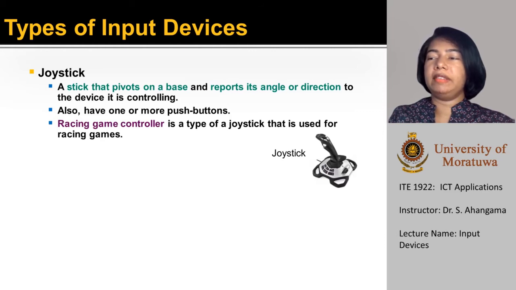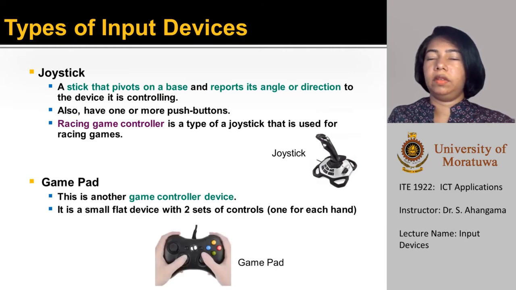Moving on to gaming side. Joystick. You can see an image of the joystick here. It allows the user to fly or drive through a game directing a vehicle or character. Racing game controller is a variant of the joystick that is used by racing gamers. Gamepad is also another game controller device. It is a small flat device with two sets of controls as shown in this image.